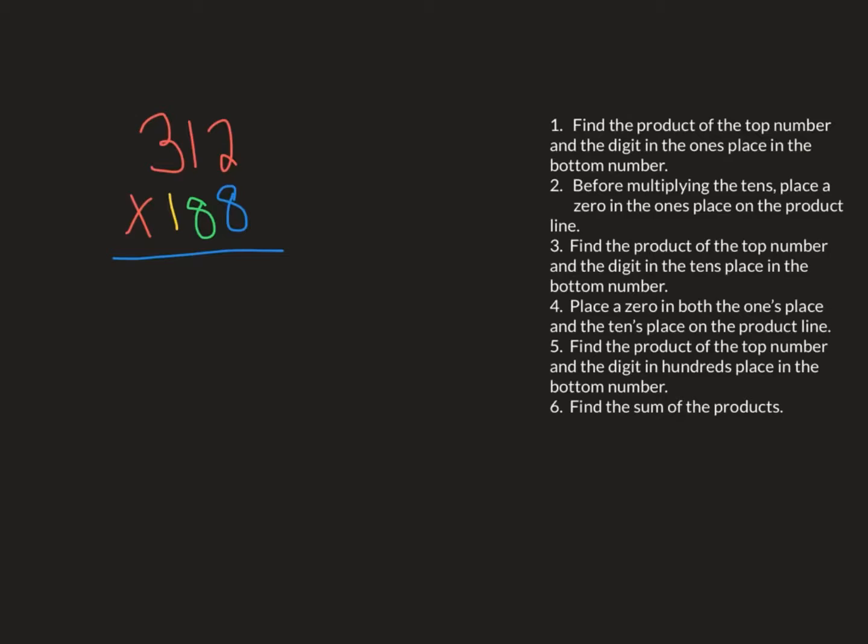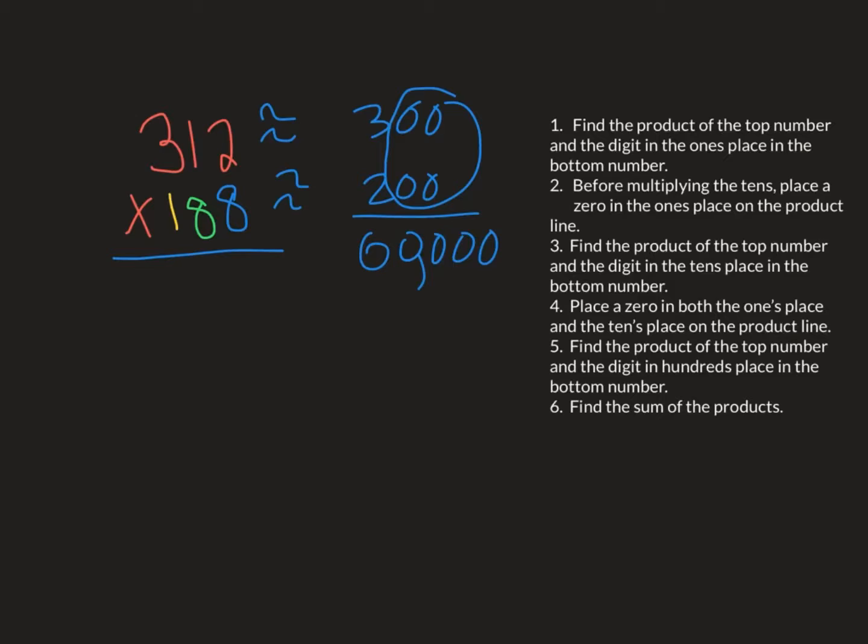In 5th grade, we don't have to multiply 3-digit numbers, but several of you are high flyers and you're ready for this, so I'm going to show you how to do it. So first thing I want to do is estimate. 312 is close to 300, and 188 is close to 200. So 300 times 200, 3 times 2 is 6. I've got 4 zeros. 1, 2, 3, 4 zeros. So my estimate is 60,000. So let's go ahead and give it a try.